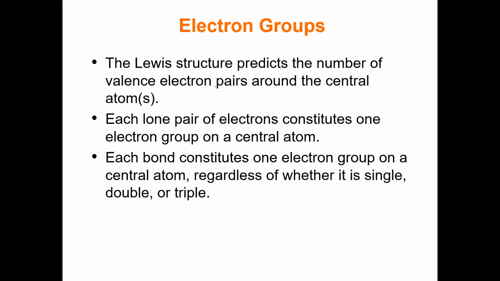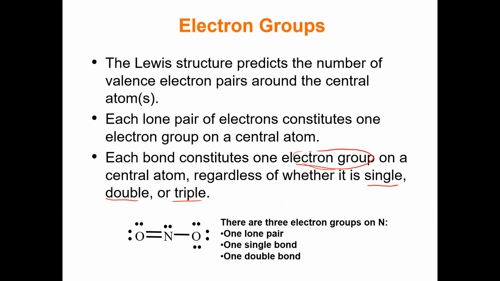But what a lot of people get confused is that each bond, it doesn't matter if it's a single, double, or a triple, we're going to treat that as one electron group. Okay, so that's only one group, even though there might be more than a pair of electrons.